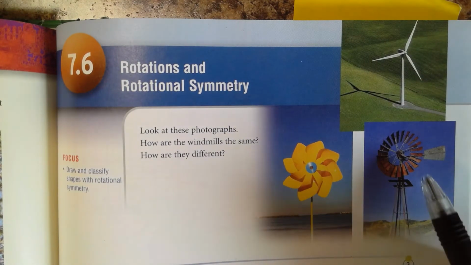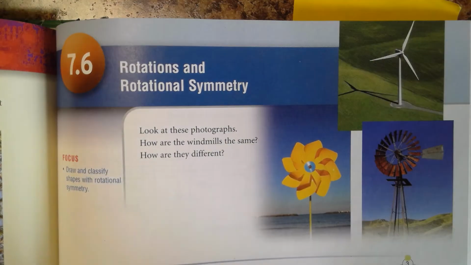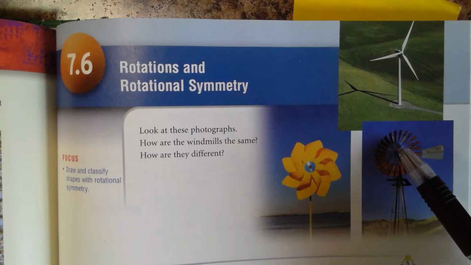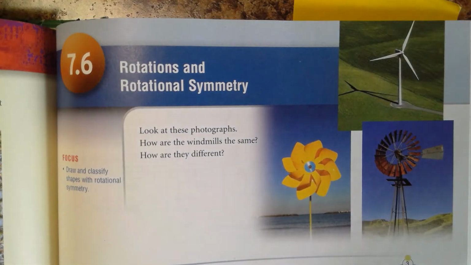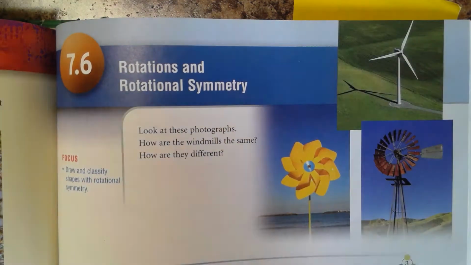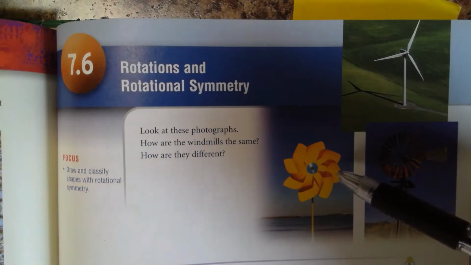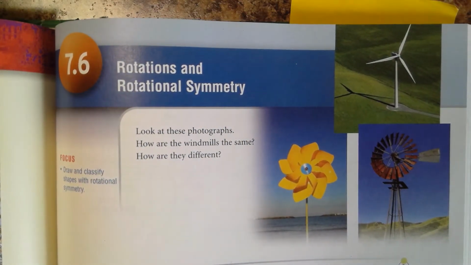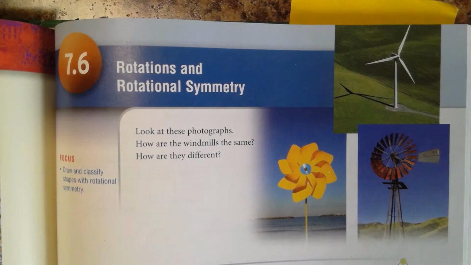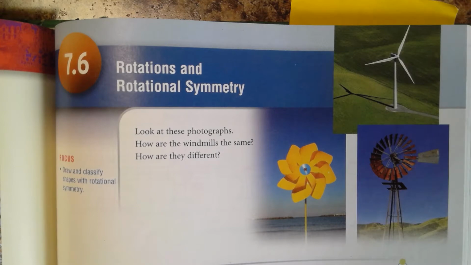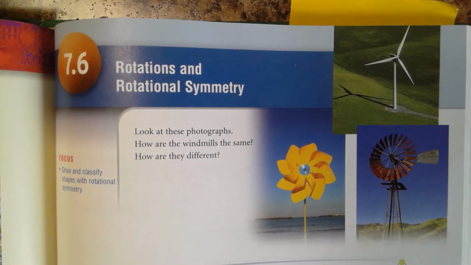Here, we have way more parts to this windmill. Therefore, it would have rotational symmetry more often. Same thing with this one here. So you look at how they're the same and how they're different. Well, there's a lot of different ways. But the point is we're looking at them to show rotational symmetry. Like how often is something the same as it was when it started out as it turns. With some things that only happens once. With some things it happens multiple times. And with some things it never happens.